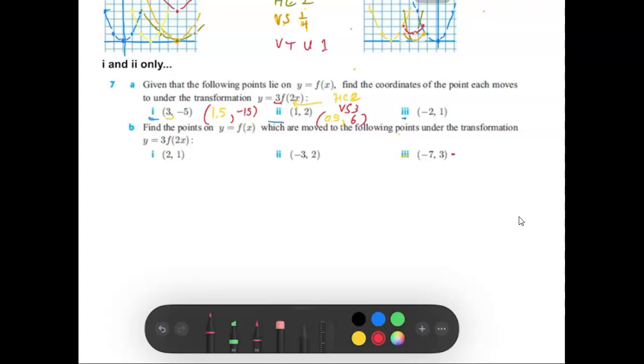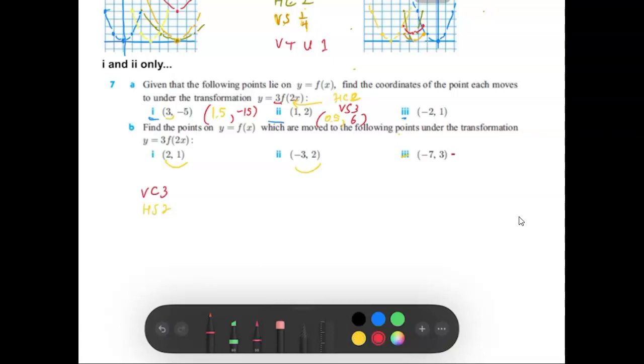Now we're going to do the same thing, except now these coordinates which have been given are the destination, and we're going to figure out what point moved to these destination points. So we're going to do the opposite. Instead of doing horizontal compression 2 and vertical stretch 3, we're going to do vertical compression 3, and then we're going to do horizontal stretch 2. We're just going to do everything the opposite in the opposite order.